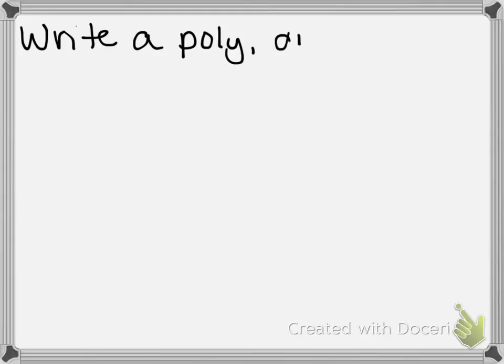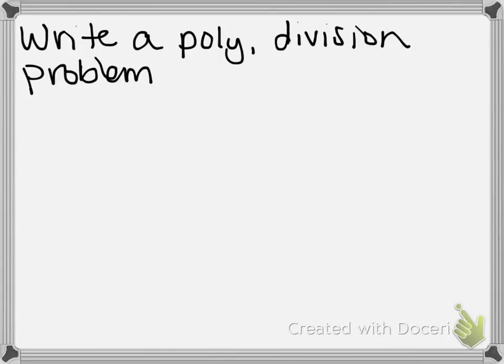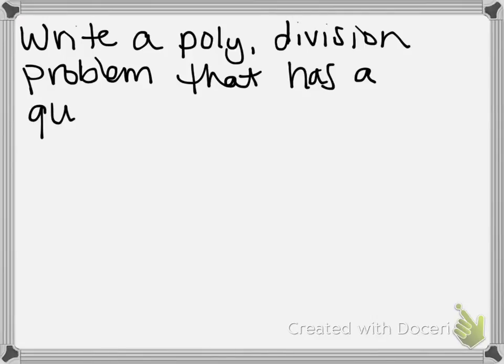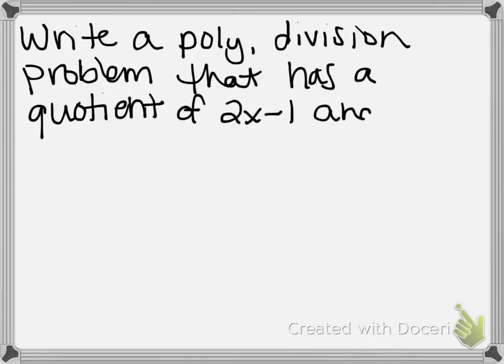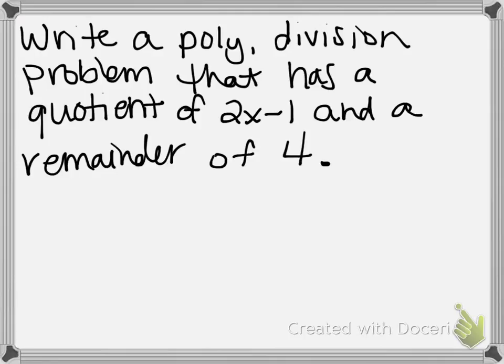And so the directions are: write a polynomial division problem that has a quotient of 2x minus 1 and a remainder of 4. And this tends to freak people out, but actually it's pretty freaking amazing, to be honest.